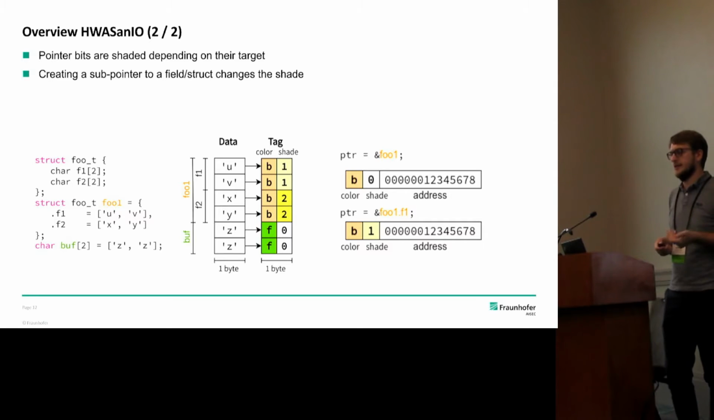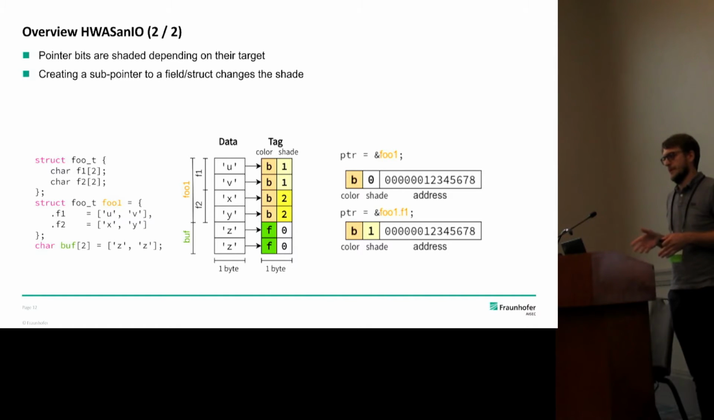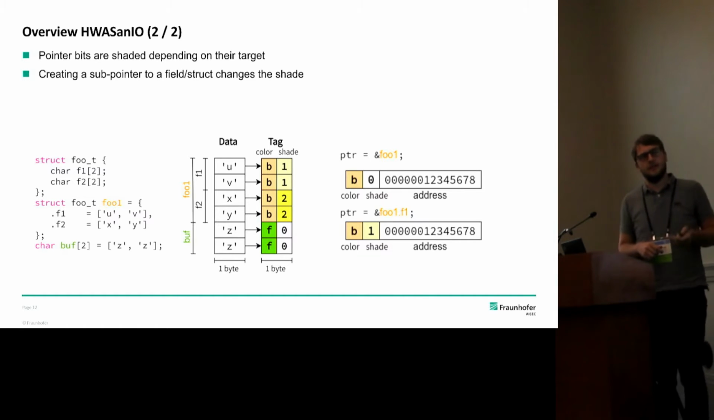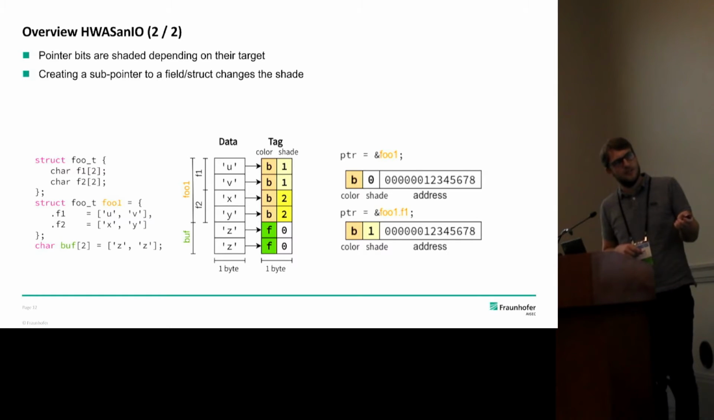How is this done in practice? So the shade memory is set during allocation of objects, and then also the pointer values have to be shaded. And they are shaded dependent on the targets they address. So for example, if I create a pointer to the object itself, because it's the entire object, I don't need any shade value. The pointer would be allowed to access all of the members. Now, if I take a sub-pointer to the first field, then the shade will be set to 1, and the pointer will only be able to access the upper half of the struct.